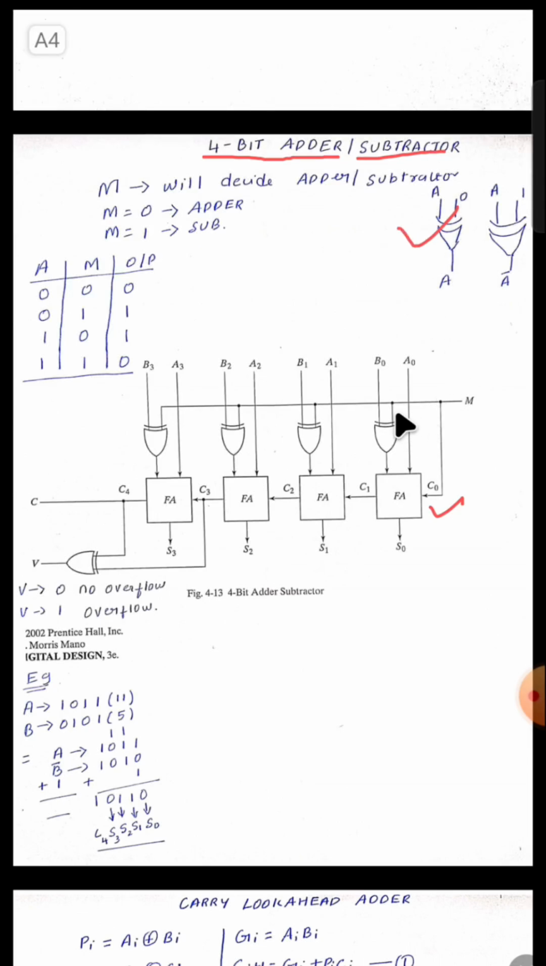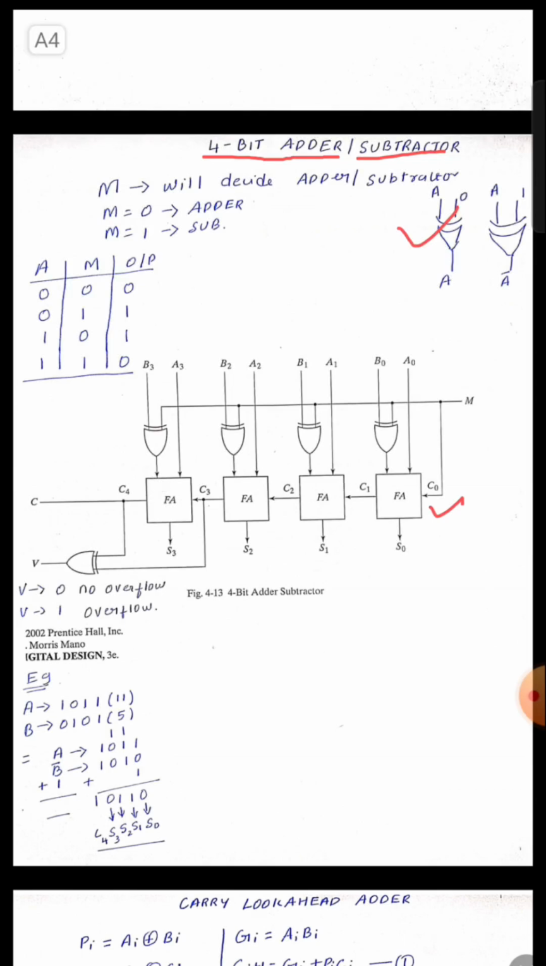Now M is equal to 0, one of your inputs is 0, so obviously the output will be B0. Similarly here, one input is 0, so the output will be B1, same concept. So whatever B0 is, the same thing is going to come, which will make it act as an adder.